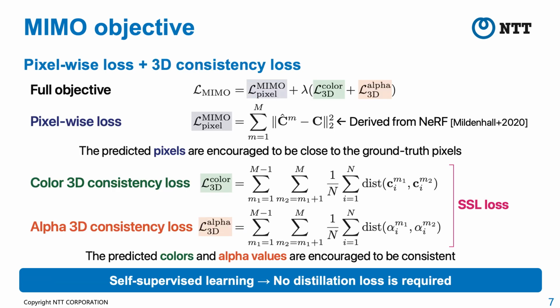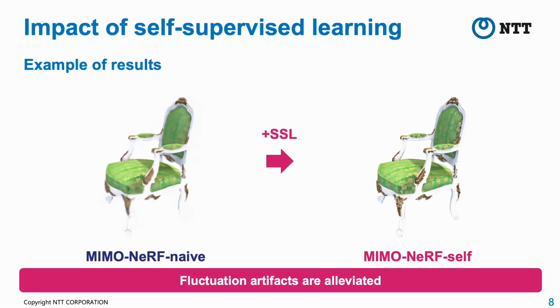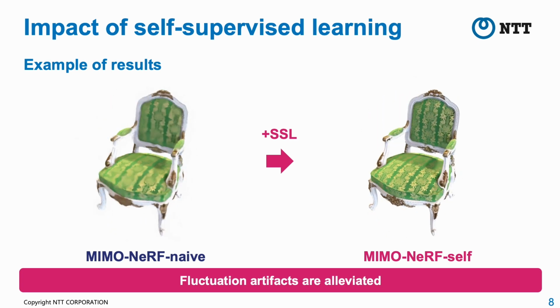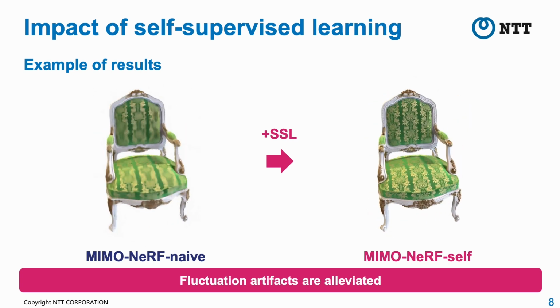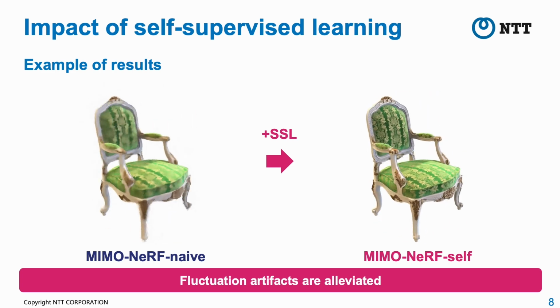The MIMO objective consists of two losses, a pixel-wise loss and a 3D consistency loss. The pixel-wise loss is derived from the original NeRF, and encourages the predicted pixels to be close to the ground truth pixels. The 3D consistency loss includes the color 3D consistency loss and alpha 3D consistency loss, and encourages the predicted colors and alpha values to be consistent among the reformulated MIMO-MLPs. Notably, the proposed training is self-supervised learning, therefore, no distillation loss is required for training. Here is an example of experimental results using MIMO-NeRFs with and without SSL. The results indicate that the proposed SSL is useful for alleviating the fluctuation artifacts, and improving image quality.